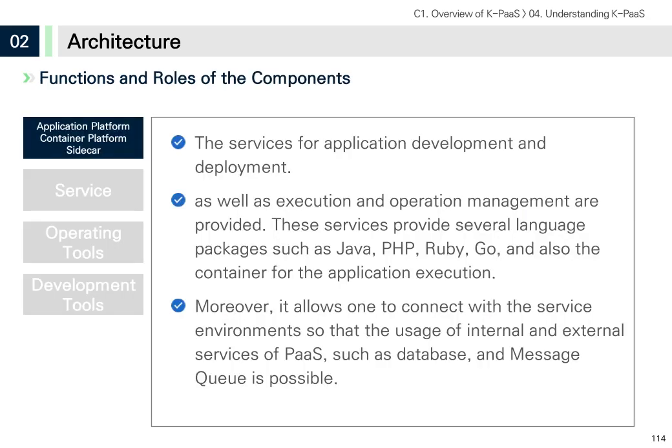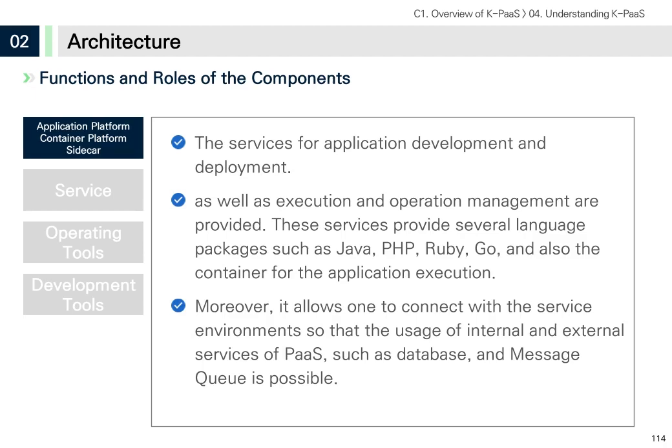The functions and roles of each component that make up the architecture of K-PaaS are as shown in the textbook, and the components can be roughly divided into four. First, the container platform, application platform, and sidecar provide services for developing and deploying applications and managing their execution operations.